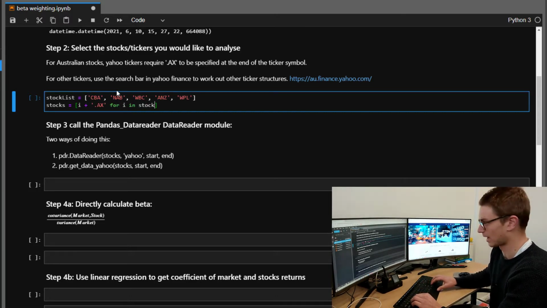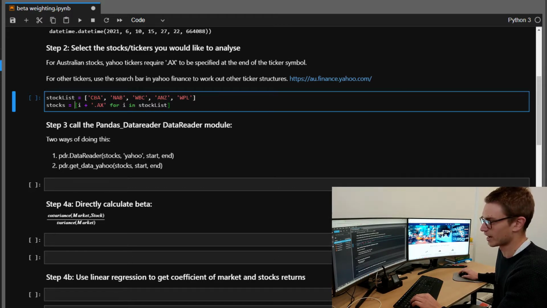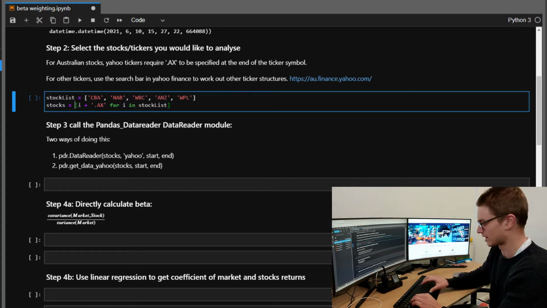Now if you type something like Apple in this string here, you don't need to do this. So my advice is go to Yahoo Finance and work out what the actual code is you need to hit. Done a video on that before.